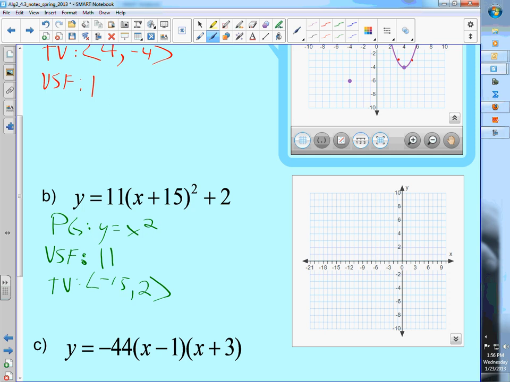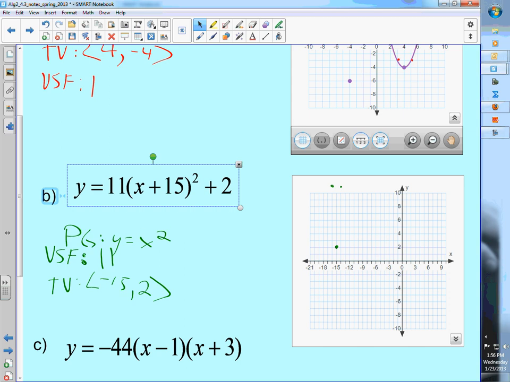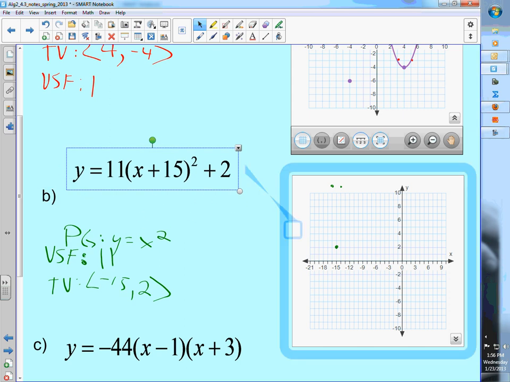Okay. So when I go, negative 15, 2. How do you get to your first point? Right. Right one, up 11. Already we're off the charts here. Left one, up 11. So that's one of those ones where, yeah, we can do it, but it's just tough to do. You know, it's tough to get on our graph paper.